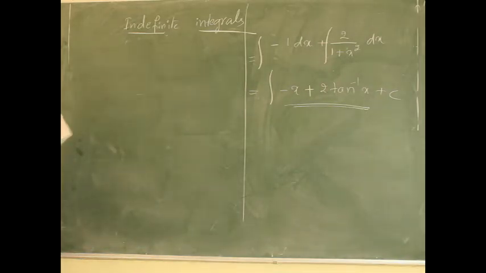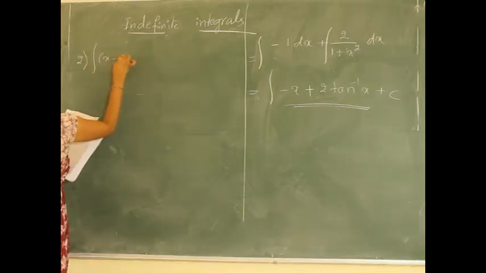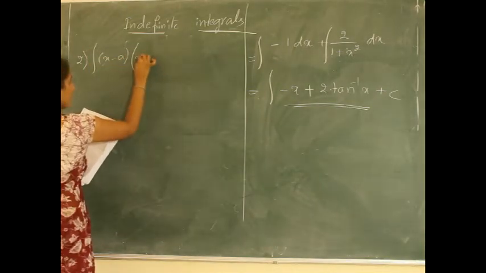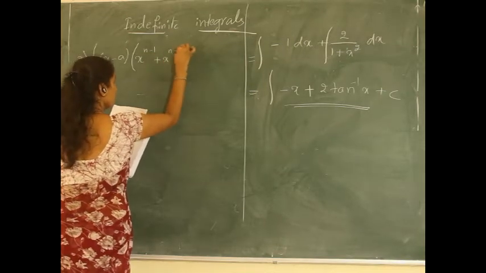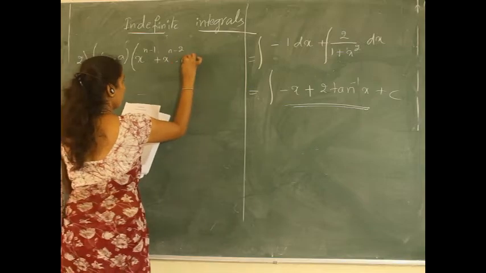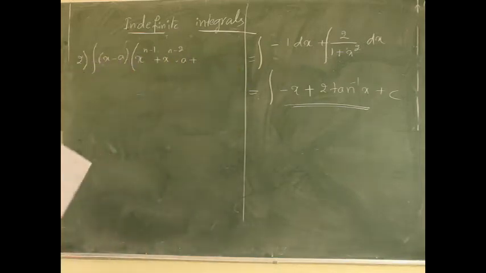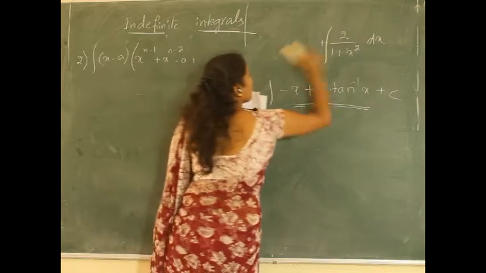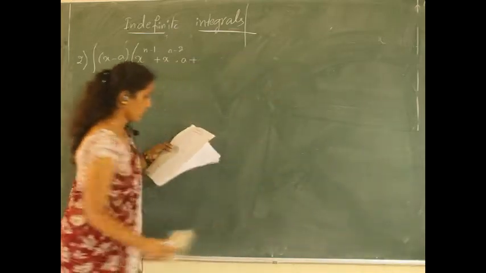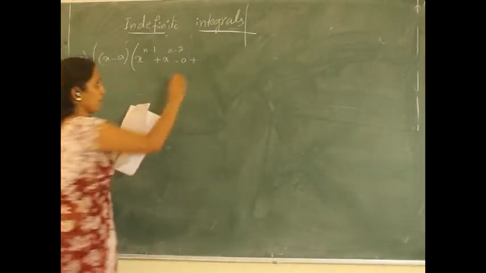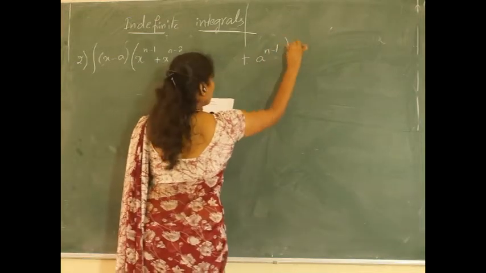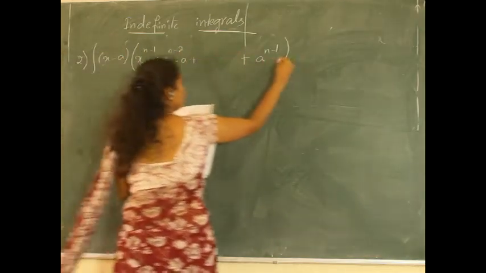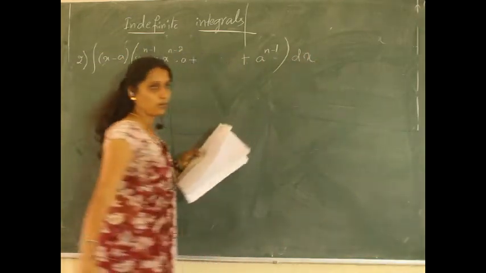The next question, the second one: integral of (x minus a) into (x to the power n minus 1 plus x to the power n minus 2 into a, and so on up to a to the power n minus 1), whole thing into dx, where n is a positive integer.